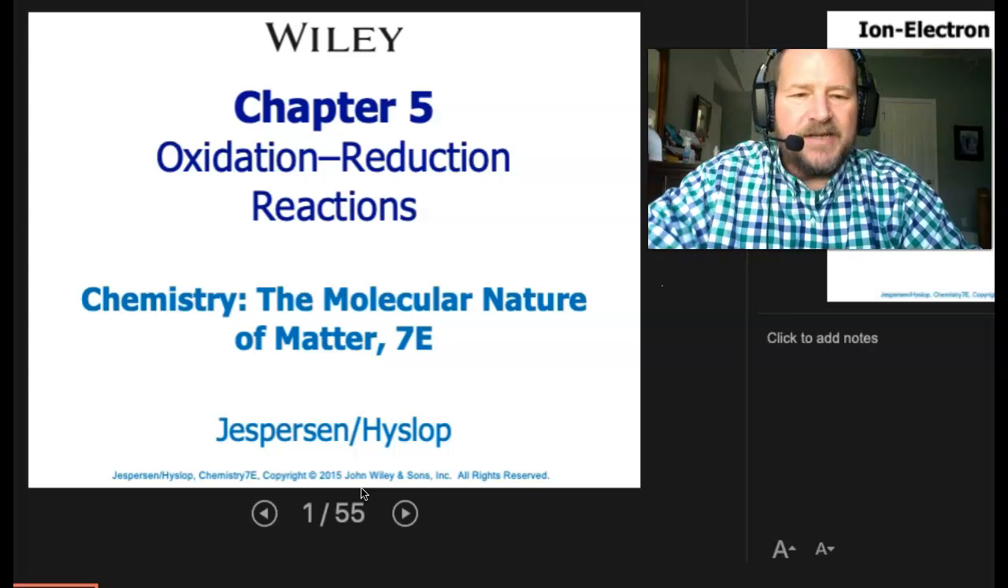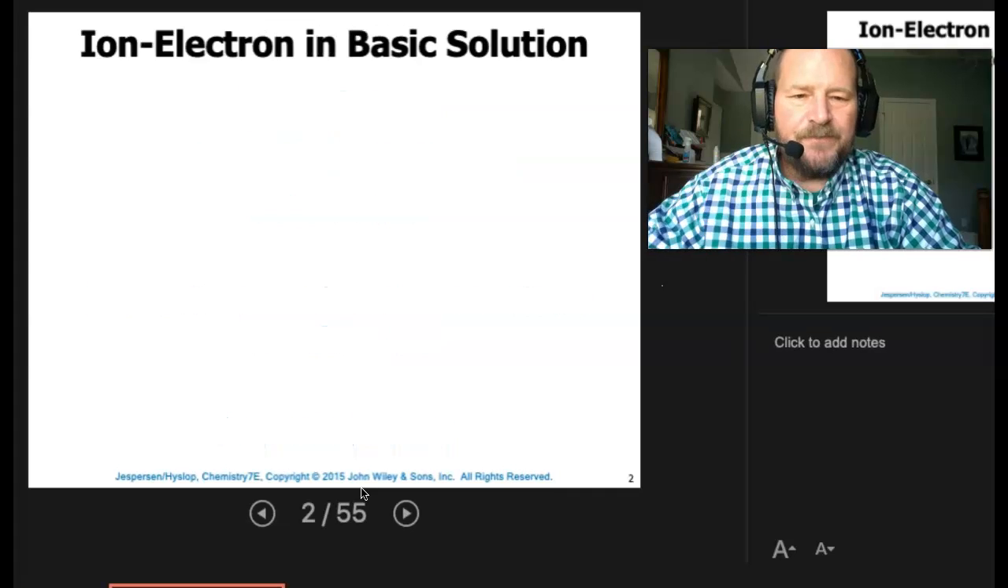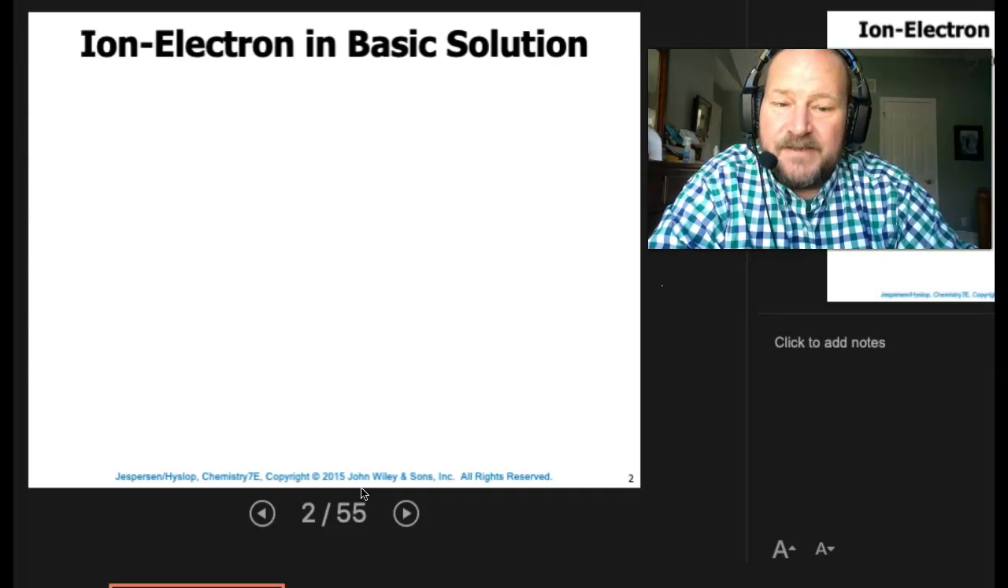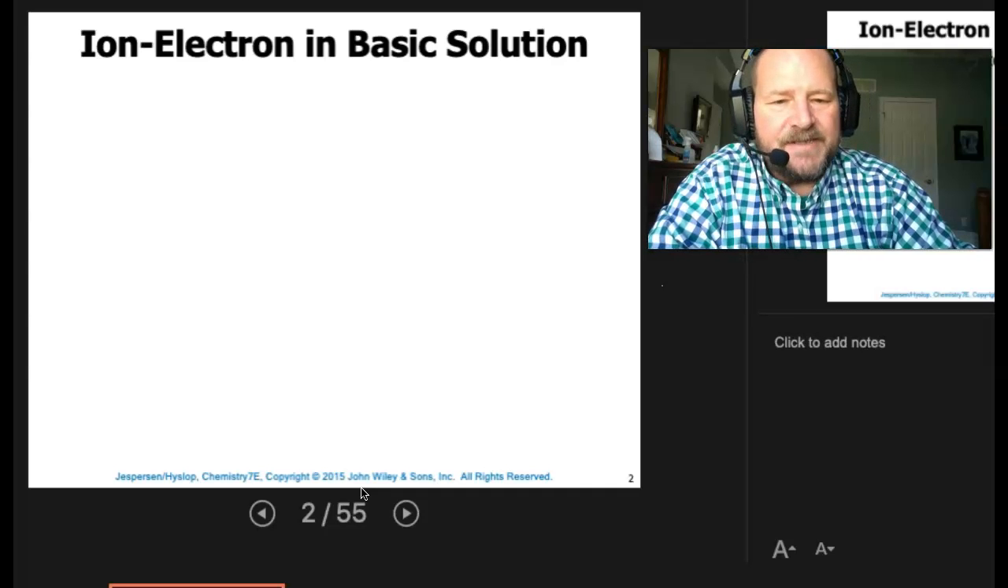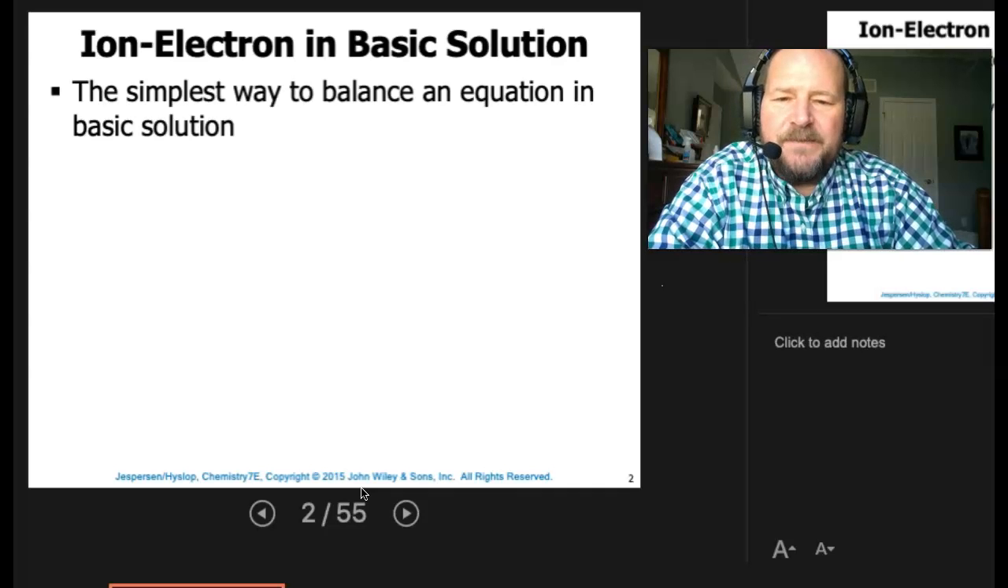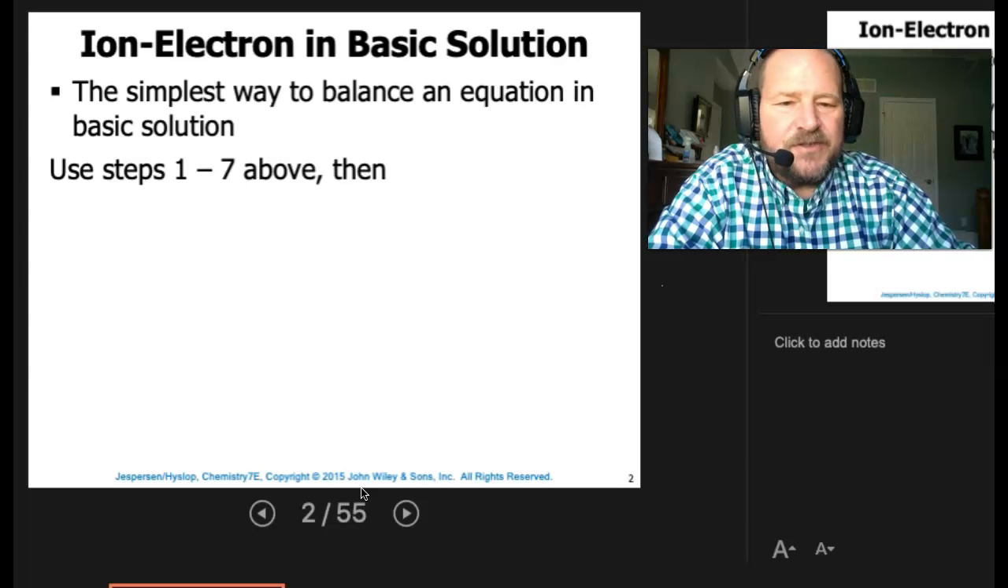And next, what we're going to look at is what happens if it's a basic solution. Obviously we can't have any H plus left over, because that's an acidic solution. So we need to make sure it's a basic solution by neutralizing those H pluses. The simplest way to balance the equation in a basic solution is to use those first 7 steps that we just looked at in segment 2.